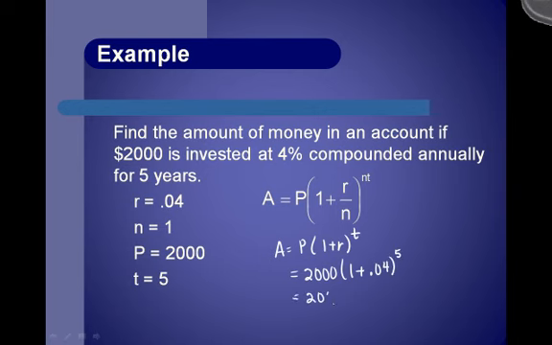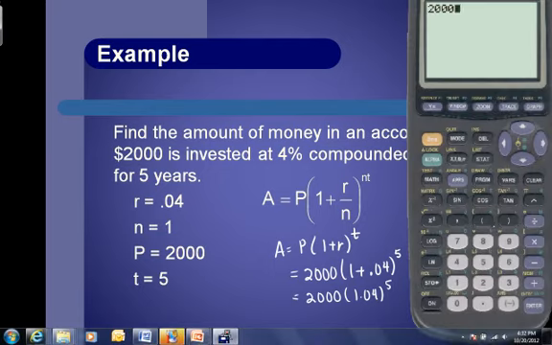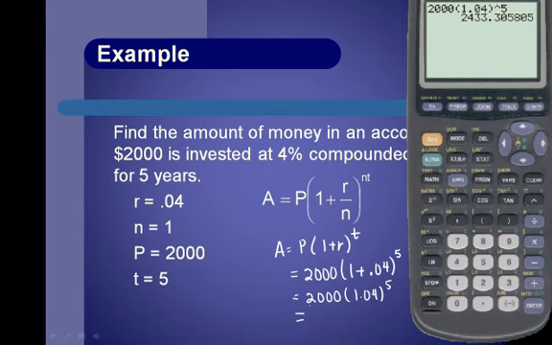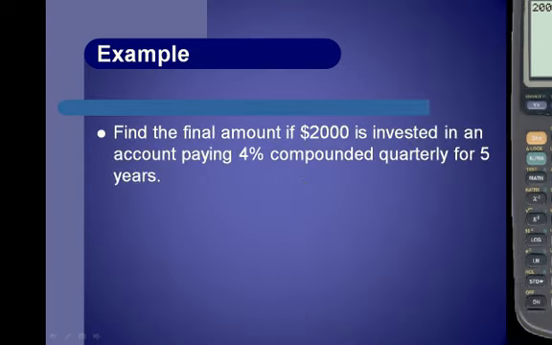Or we could even call that 2,000 times 1.04 to the 5th power. At this point we're going to need our calculator. So we get 2,000 times 1.04 to the power of 5. So at the end of 5 years, this account would have $2,433.31.